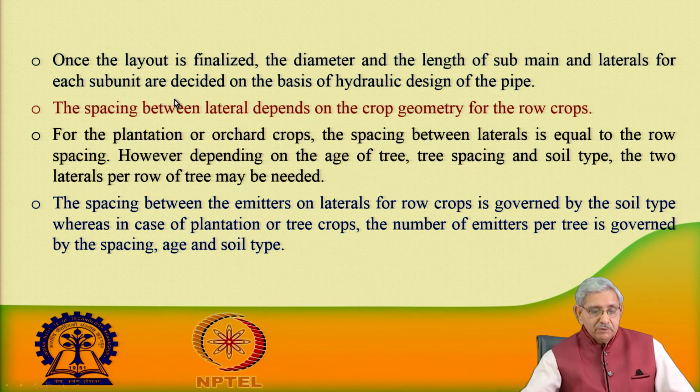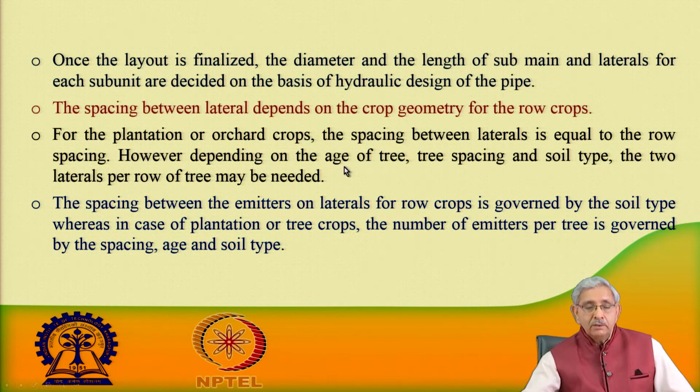Here the same thing which I have explained is given, and it is repeated. Once the field layout is finalized, the diameter and length of the sub main pipeline and laterals for each unit are decided based on the hydraulic design of the pipeline. Spacing between the laterals depends on the crop geometry and row crops. For plantation or orchard crops, spacing between laterals is equal to the row spacing.